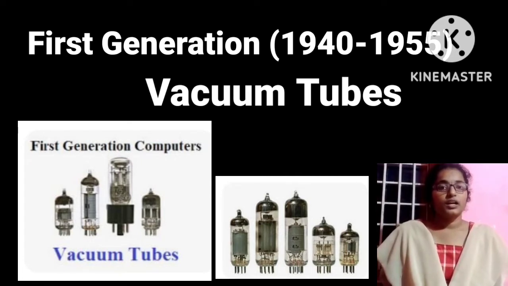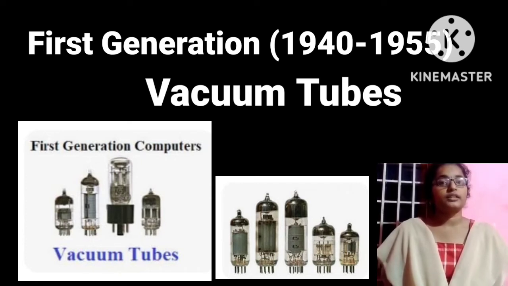Next, the advantage of first generation is that they were the fastest calculating devices. Disadvantages of first generation are they generate a lot of heat and consume a lot of electricity. They are very bulky in size. They were more expensive, had limited commercial use, and were difficult to program.